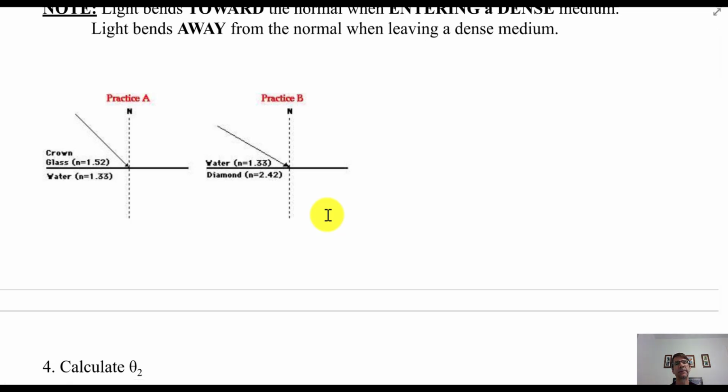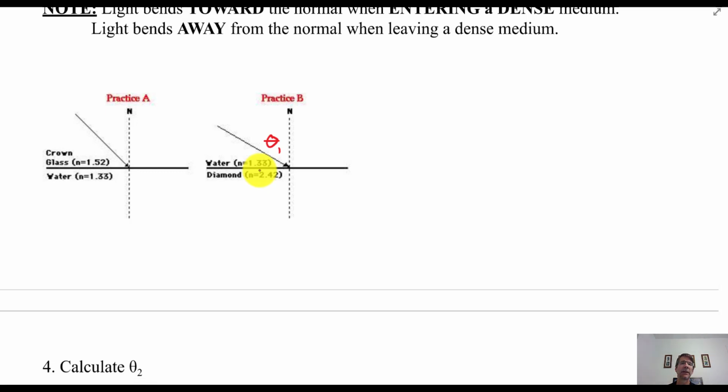Because what they're doing in part B, there's a horizontal line here that is the separation between water and diamond. You can barely read this, water and diamond, but you're in the water, you have your angle of incidence. Here, this would be your angle of incidence. We don't need to calculate it right now. That's theta 1, or sometimes they call it theta sub I. I just call it 1 and 2.